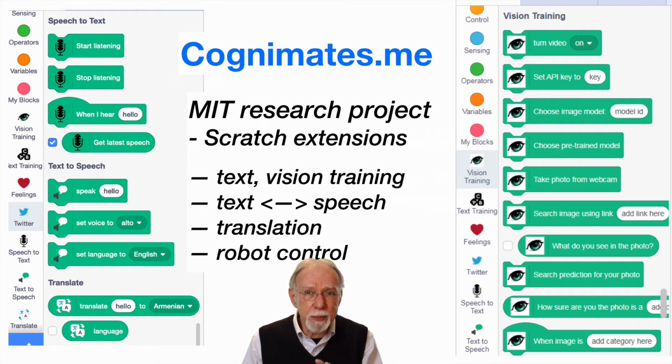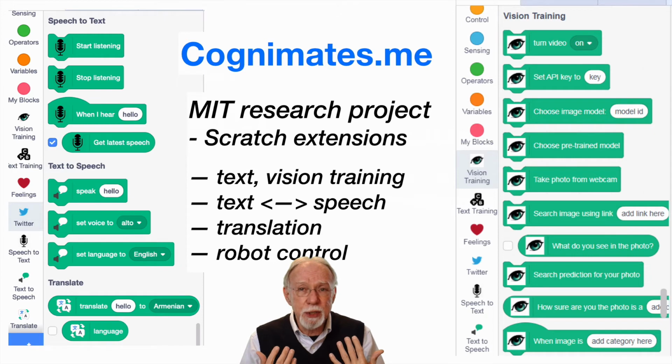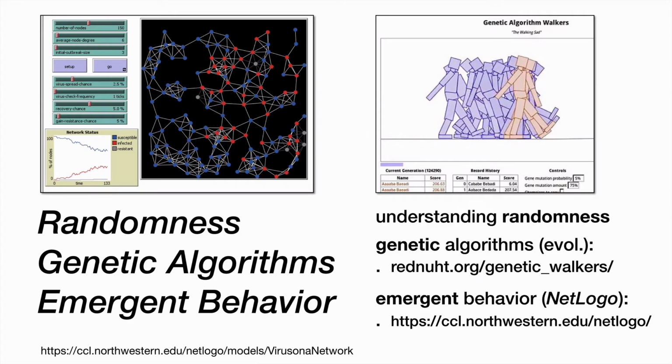Cognimates is a research project, so it works really well when it's maintained. It may or may not extend into being an actual product that stays available. So randomness is a key element of machine learning and of games, all sorts of things. And one of the cool ways of learning about randomness and connecting it to machine learning is through genetic algorithms.